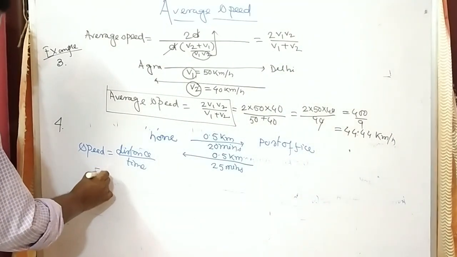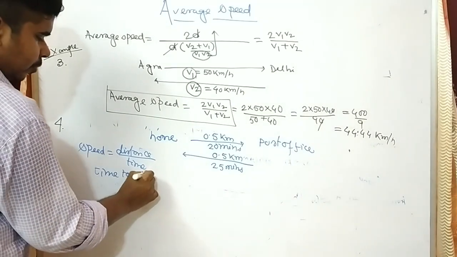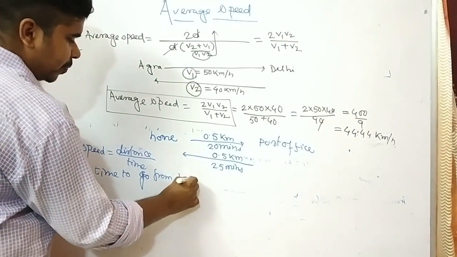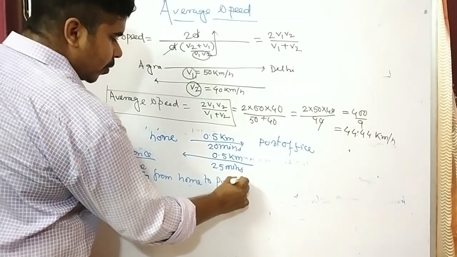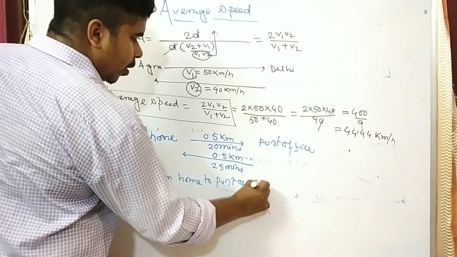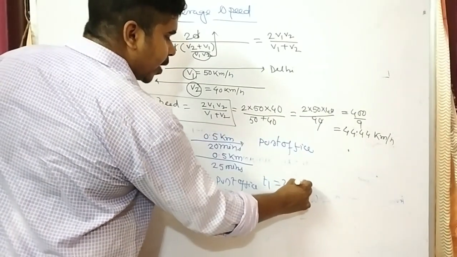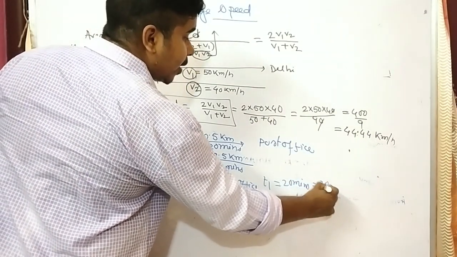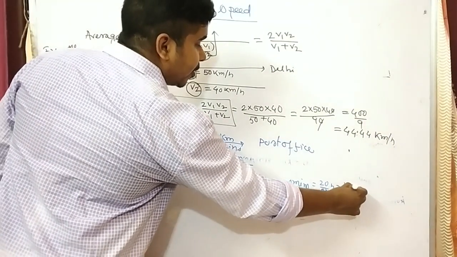So the time to go from home to post office, T1, is equal to 20 minutes. So 20 minutes means how much hour? 20 by 60 hour. That means 1 by 3 hour.